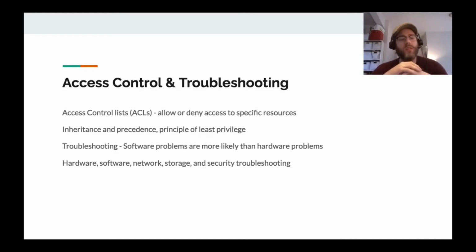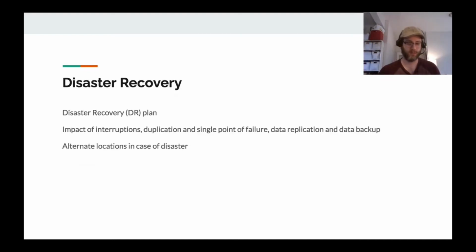Access control and troubleshooting. So ACLs, you can allow people to have access to certain devices or folders or whatever. And then there's principles like inheritance and precedence, like inheriting certain access based on what account that you have. And then, of course, you're going to have to do troubleshooting of servers. Software problems are usually what you're going to run into more than hardware problems. But you can run into a wide variety of problems, and you need to be prepared to troubleshoot them: hardware, software, network, storage, security, etc.